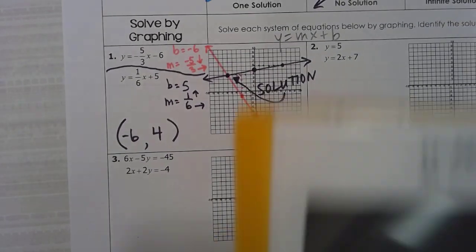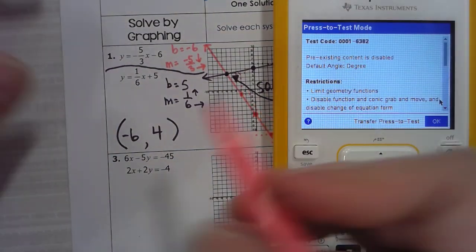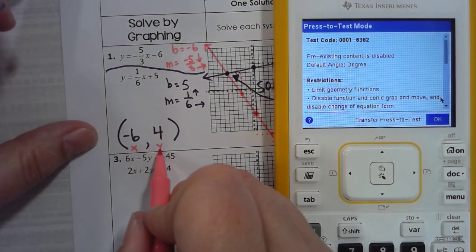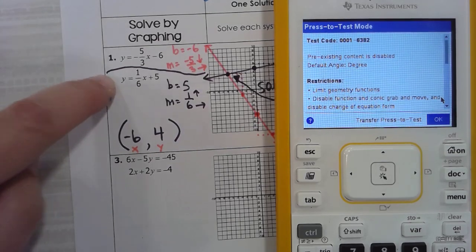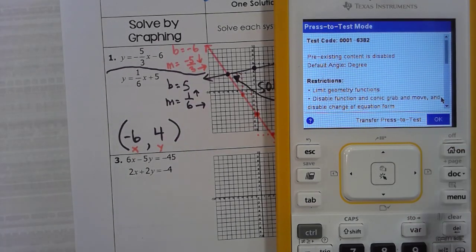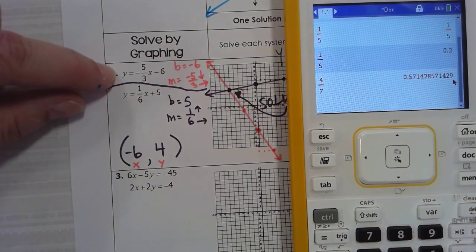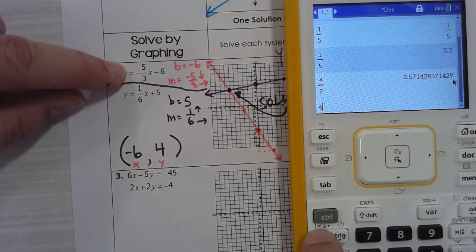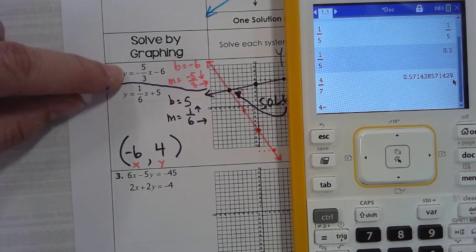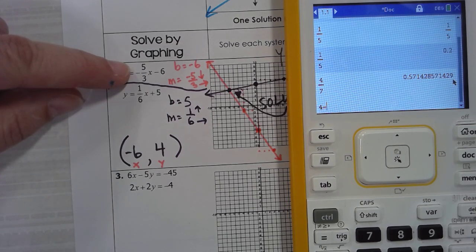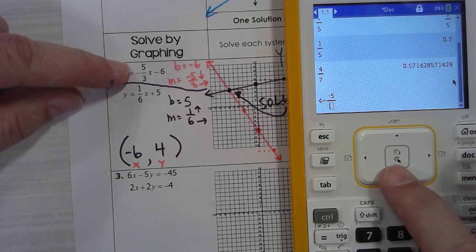Okay? And what that means is that if I put in a negative 6 for x and a 4 for y into both of these equations, they would both be true. Okay? So let's use our calculator to test that. The first equation says y. So what number can we put for y? What did we just say our answer for y was? 4. 4. And then there's an equal sign. Negative 5 over 3. Let me change that to a fraction. Negative 5 over 3.